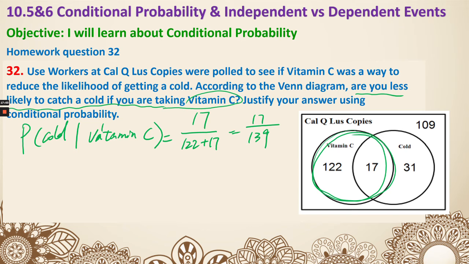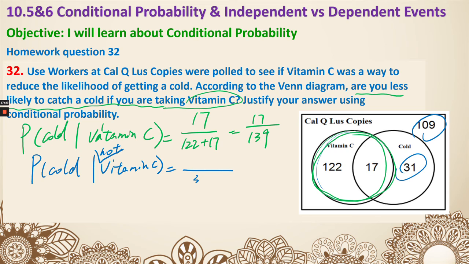Now I'm going to do it the other way. So you got a cold, but you didn't take vitamin C. I should say not vitamin C. That means anywhere outside this circle, so these two numbers, which is 31 plus 109. As for the top, you're looking for cold in this area, in the two blue circle numbers. 31 is the cold, so that is 31 over 140.